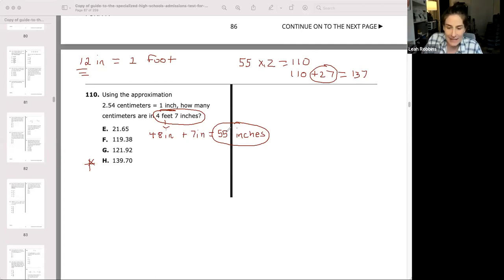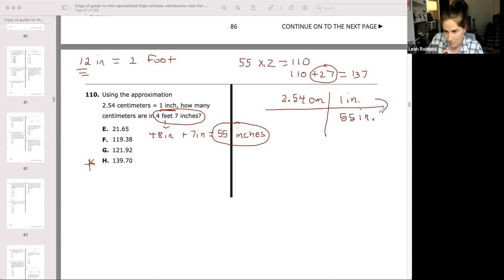So every single inch is equal to 2 54/100ths of a centimeter. So for 55 inches, we're going to figure that out by multiplying 2 54/100ths times 55. I'm going to start by ignoring that decimal place, and I'm going to use the standard algorithm.